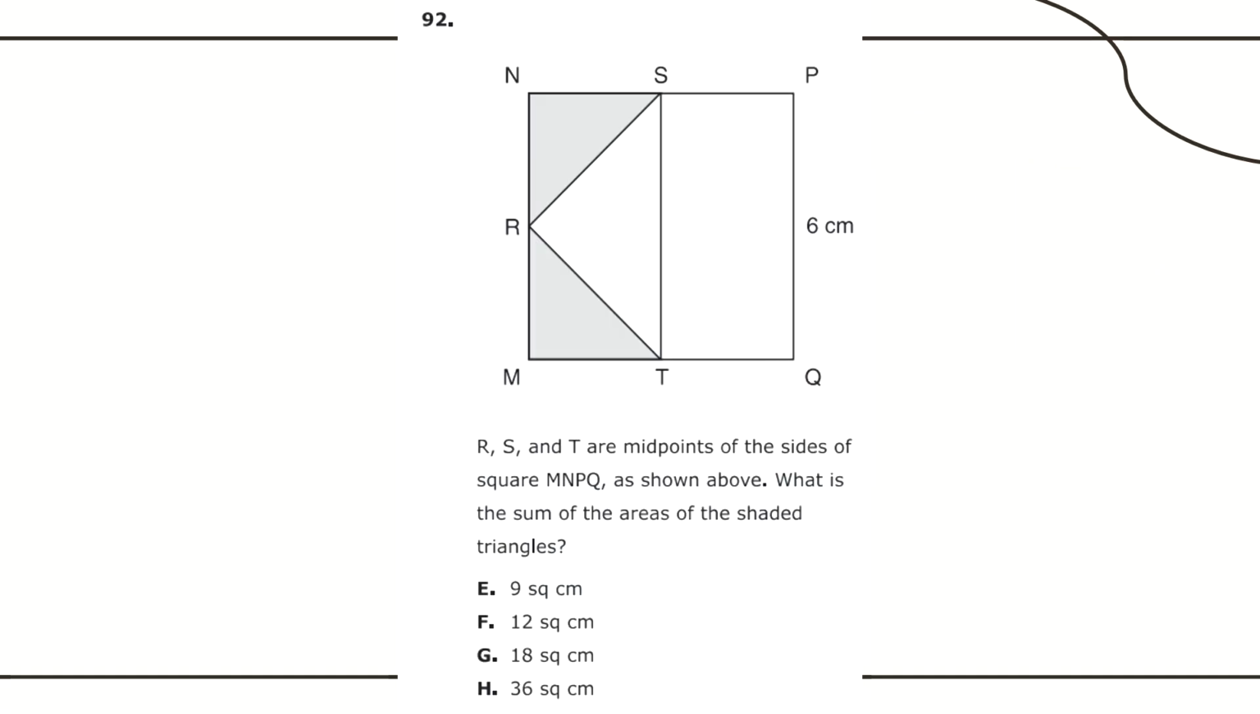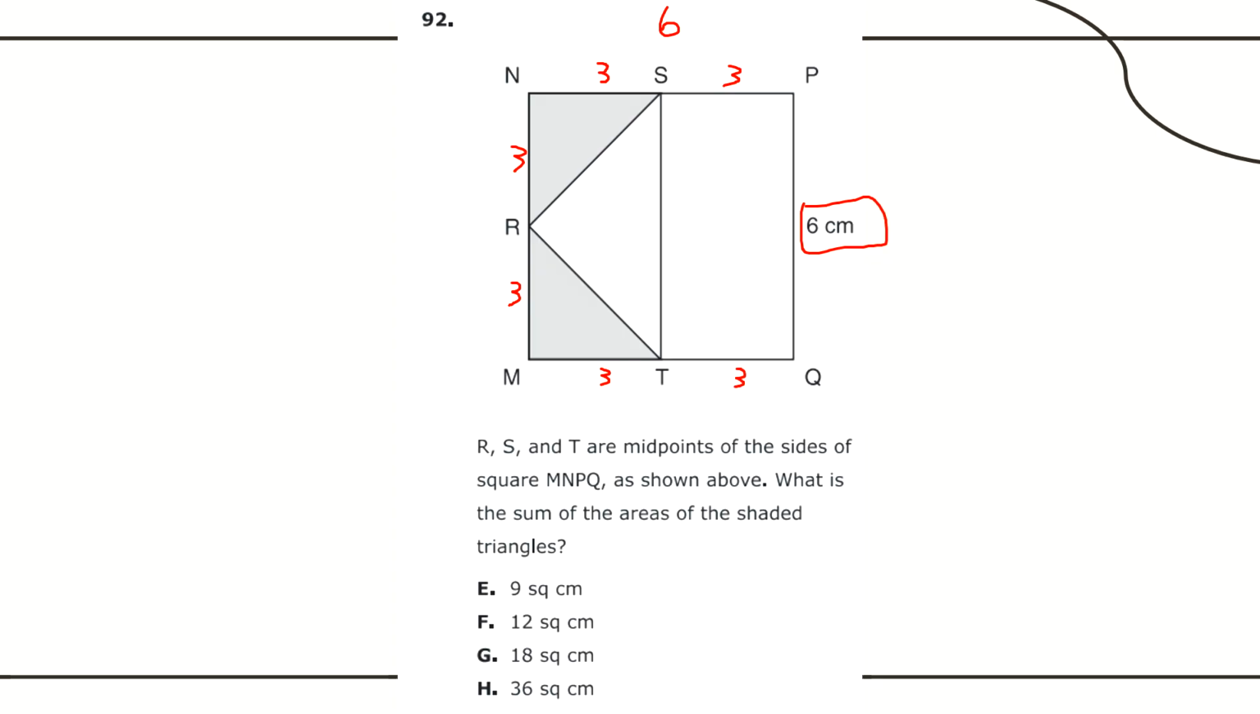In this question, it says R, S, T are the midpoints of sides of the square MNPQ as shown above. What's the sum of the areas of the shaded triangles? Okay, so we know that this is a square, so that means that this side is also 6 because we're given that here. And it also tells us that S and R and T are the midpoints. So that means that they cut the sides in half, so that means this side is 3, this is 3, 3, 3, 3, and 3.